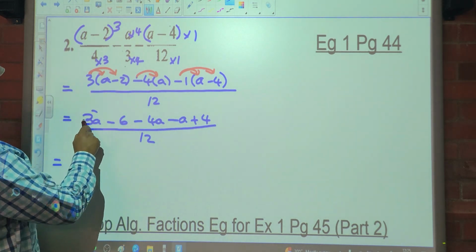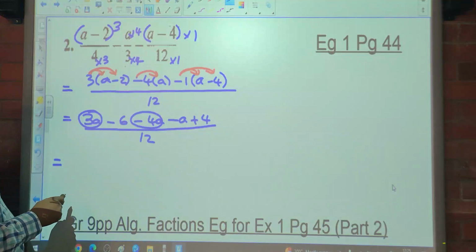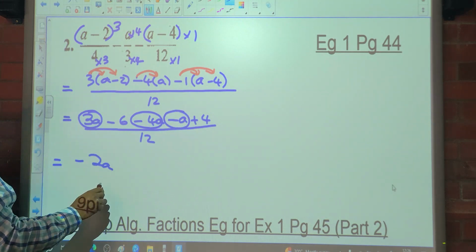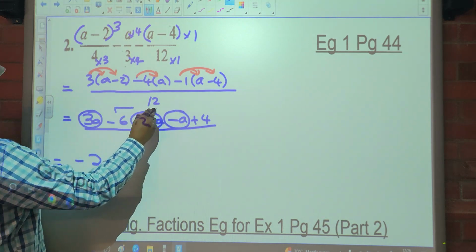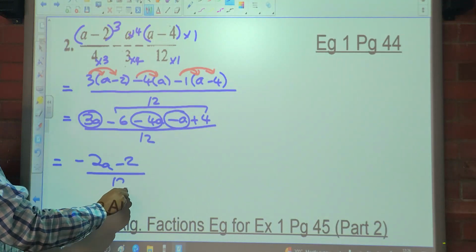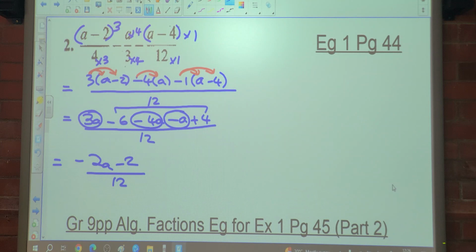Okay, so 3a minus 4a is what? Negative 1a. Negative 1a minus a? Negative 2a. What's minus 6 plus 4? So what do we see now?